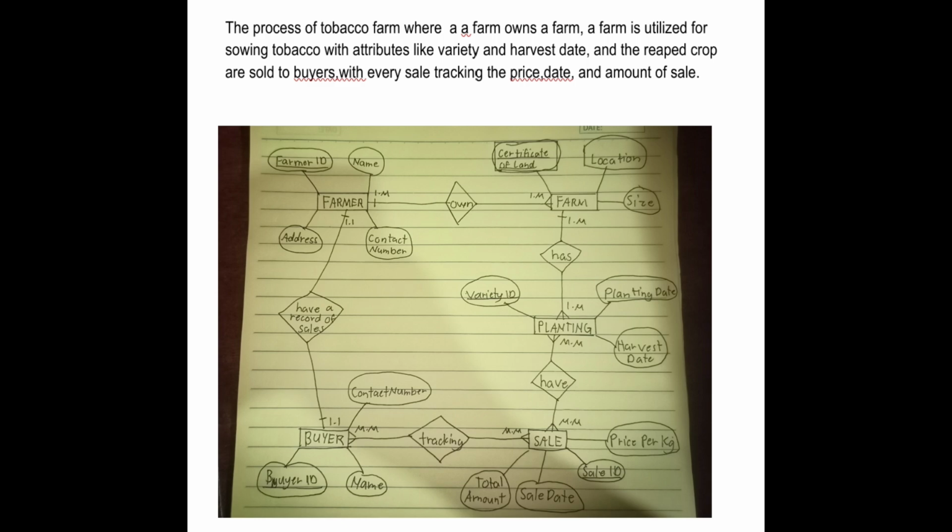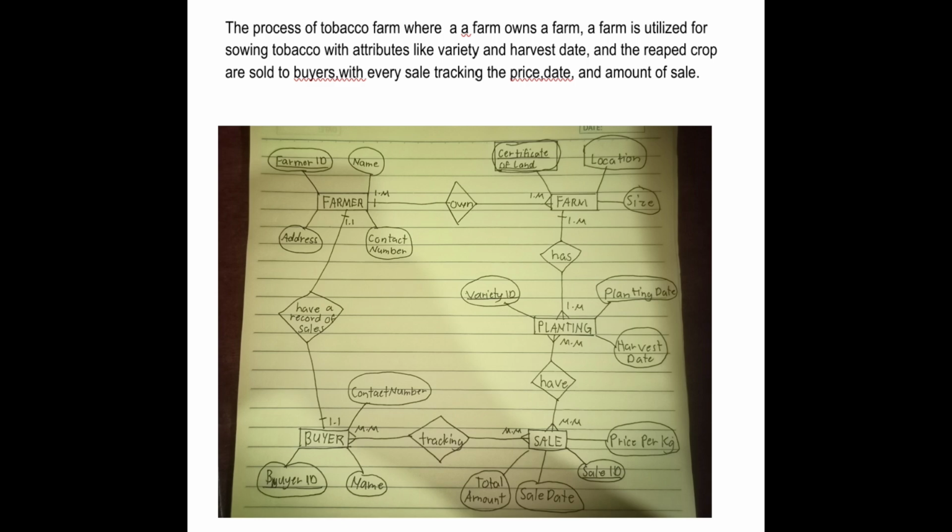Process of a tobacco farm, where a farmer owns a farm. A farm is utilized for growing tobacco with attributes like variety and harvest date, and the ripened crops are sold to buyers, with every sale tracking price, date, and amount of sale.